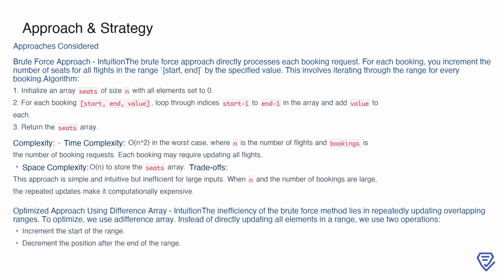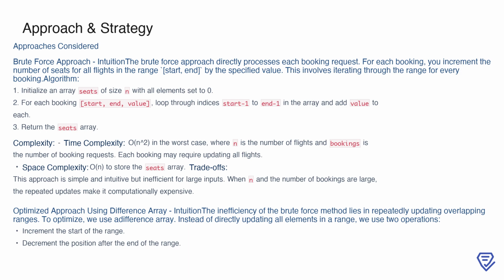The intuition here is straightforward. For every booking request, we directly update the number of seats for all flights in the specified range. For example, given a booking that spans from flight start to end with a value of x, we increment the seats for each flight in this range by x.